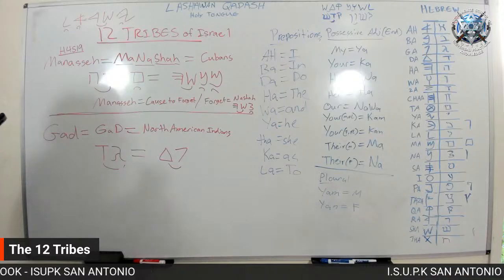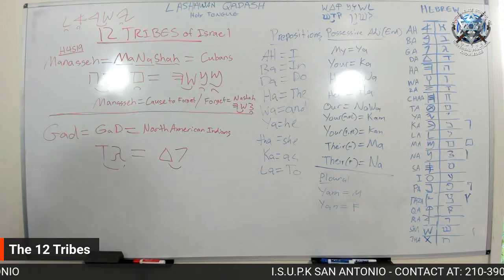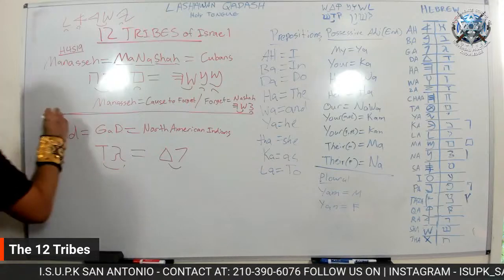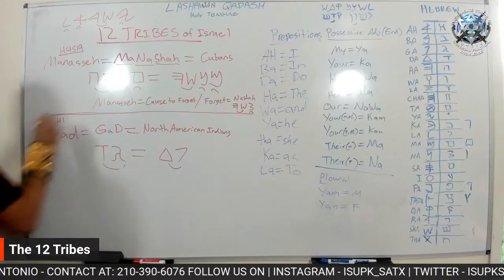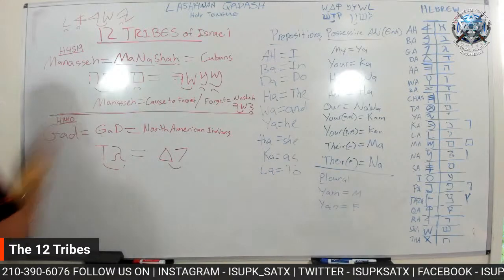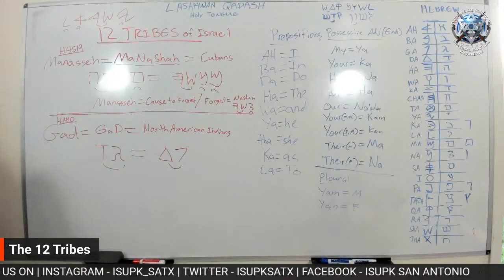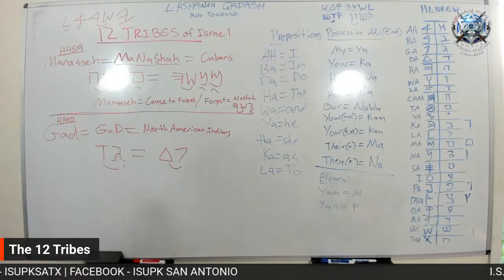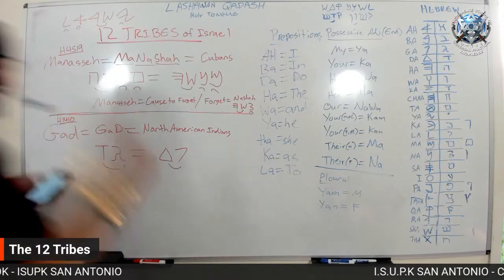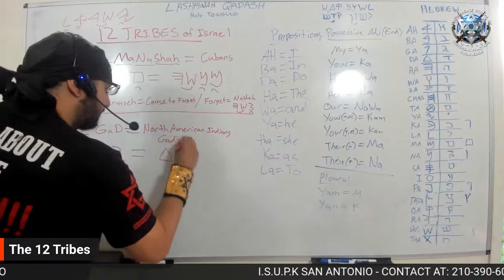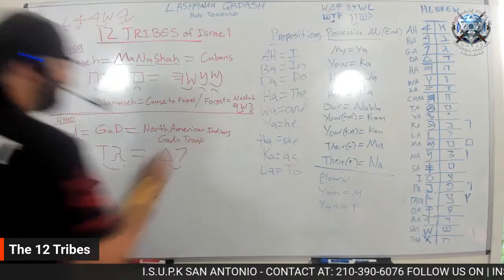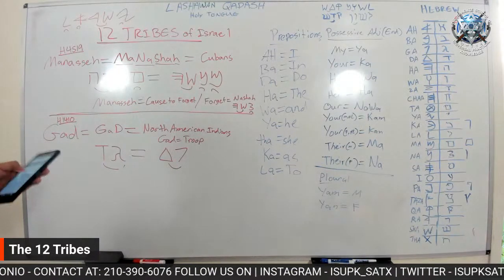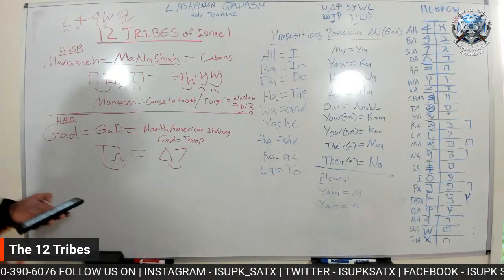Gad. Give me Genesis chapter 30, verse 11. Go ahead and get that. Gad is H1410. This is the book of Genesis, chapter 30, verse 11. And Leah said, a troop cometh. And she called his name Gad.